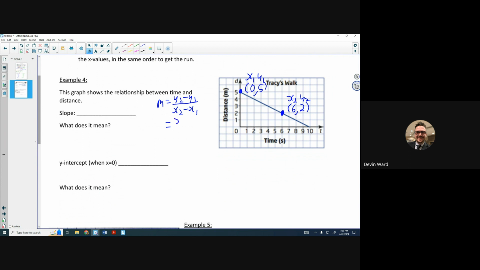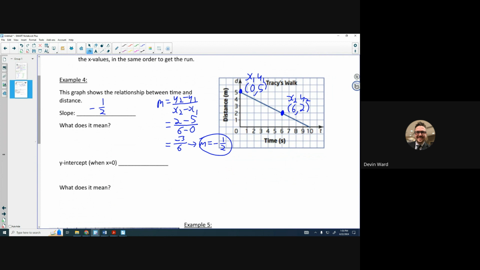Okay, so I have my y2 is 2 minus my y1, 5, all over 6 minus 0. It's nice when I pick that point, which is my y-intercept, because that just becomes 0. So I'll have -3 over 6. Slope is equal to -1/2. So what does this mean?